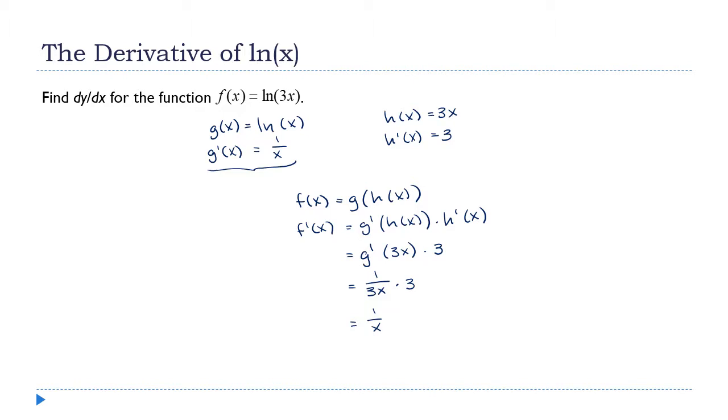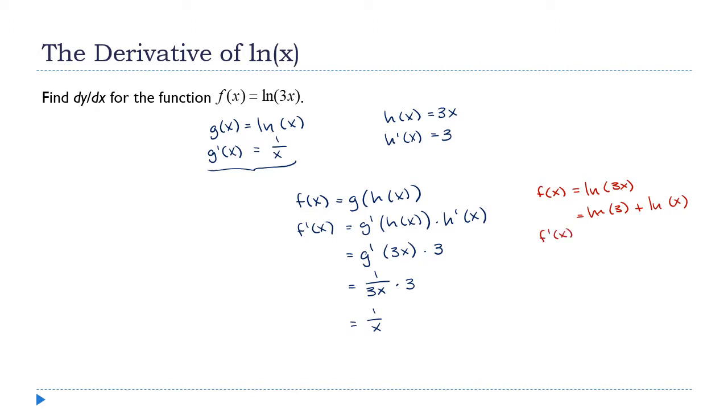Now, let's look at this another way, right? We've got the log of 3x. Well, remember we've got logarithm rules, right? And there's a logarithm rule that says, I'm just going to rewrite it again, f of x equals the log of 3x. This is the log of 3 plus the log of x. So let's try differentiating it this way.